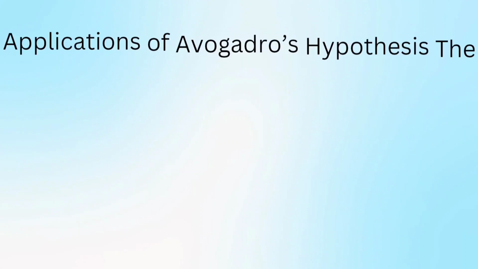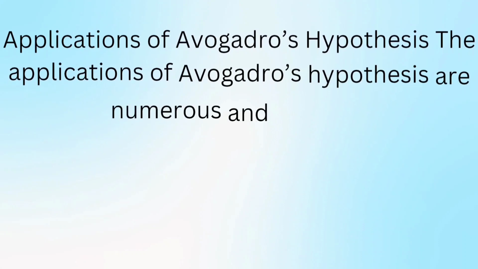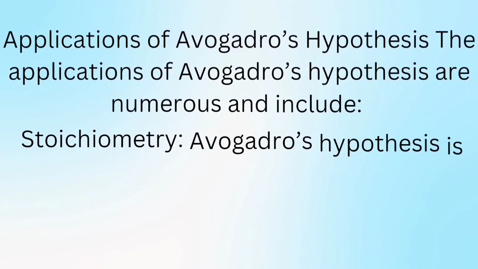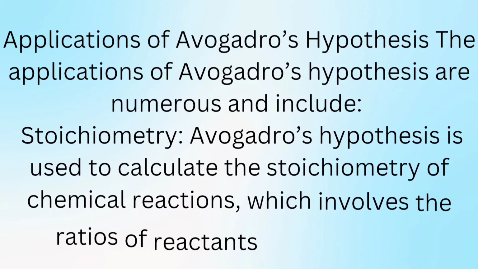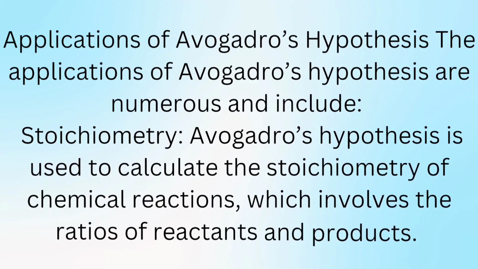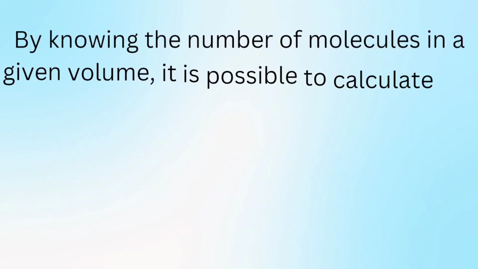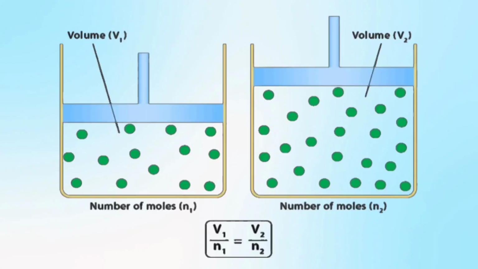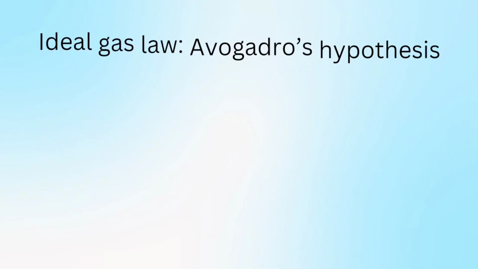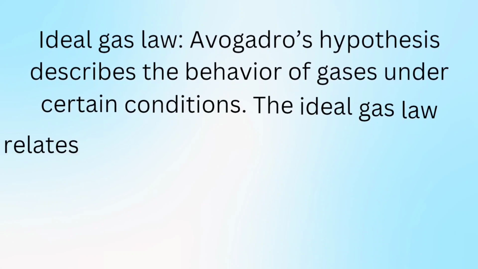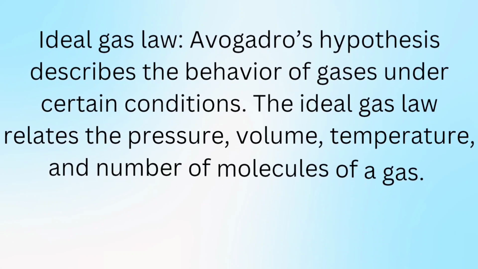Applications of Avogadro's hypothesis. The applications of Avogadro's hypothesis are numerous and include stoichiometry. Avogadro's hypothesis is used to calculate the stoichiometry of chemical reactions, which involves the ratios of reactants and products. By knowing the number of molecules in a given volume, it is possible to calculate the amount of substance, moles, present in that gas. Ideal gas law. Avogadro's hypothesis describes the behavior of gases under certain conditions. The ideal gas law relates the pressure, volume, temperature, and number of molecules of a gas.